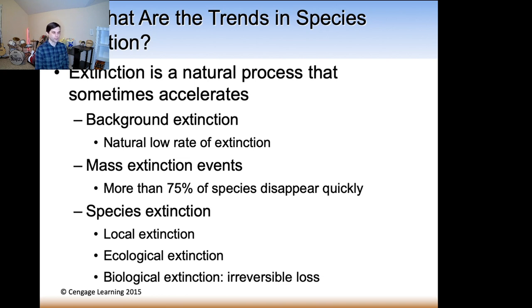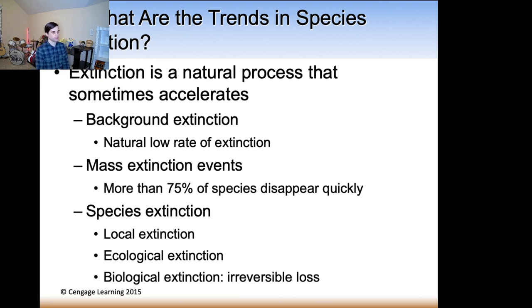So ecological extinction is the loss of an organism to the point where they're not able to do what they usually do anymore. They're still there, but there's not enough of them to really matter. And then you have biological extinction. Biological extinction is the concept that everyone's familiar with, where all the organisms are gone. There's absolutely nothing that we can do to get that organism back.